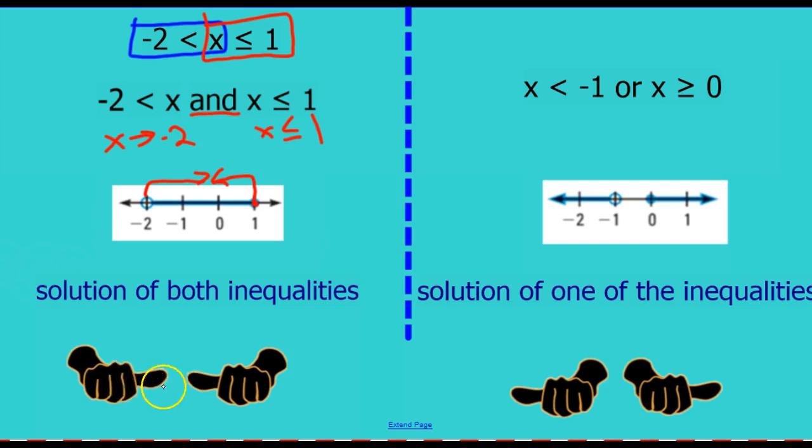The "and" inequality, I'll show you guys in person here, but it shows on our thumbs that it's going towards the middle, or meeting in the middle.